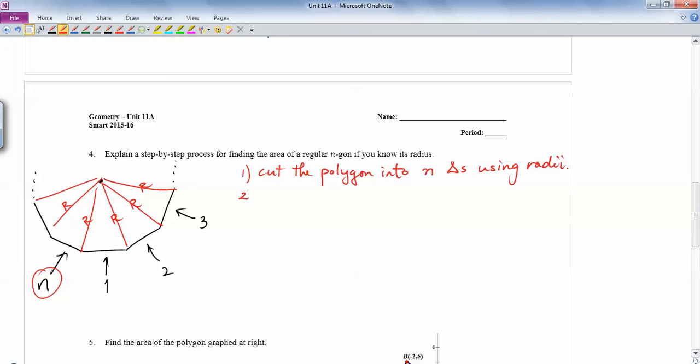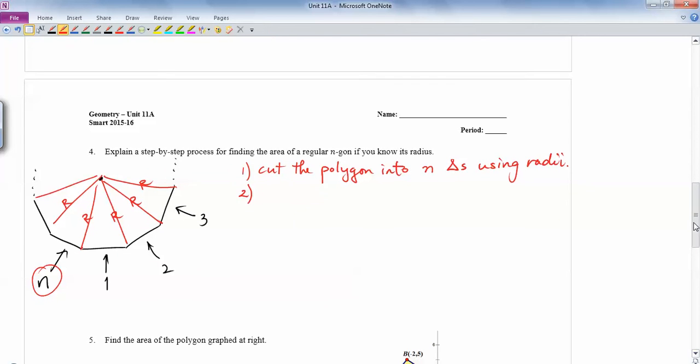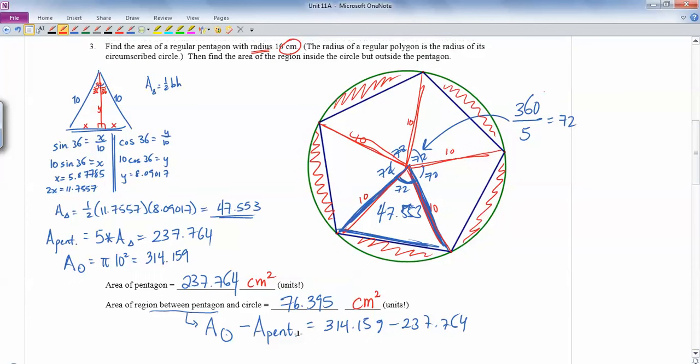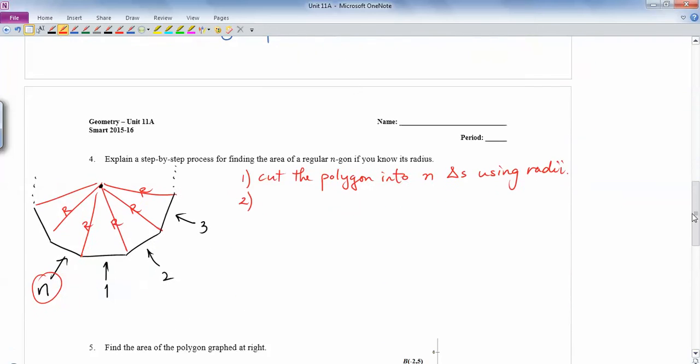Okay? So the next step that we did, let's see, what did we do second? The next step we did was we found the central angle. Right. So find the measure of the central angle, which was 360 degrees divided by n. It was how many angles are in here? Well, there are n of them. So if you just divide 360 by n, you'll get 1 of them. Okay?